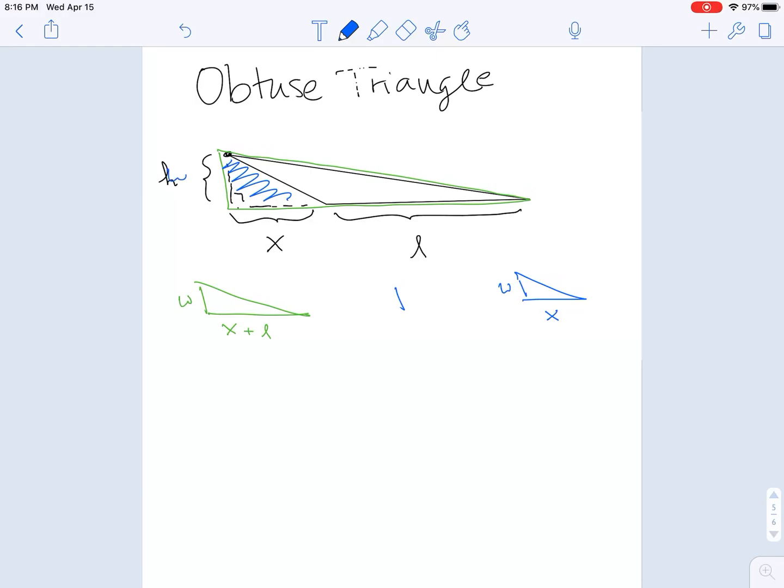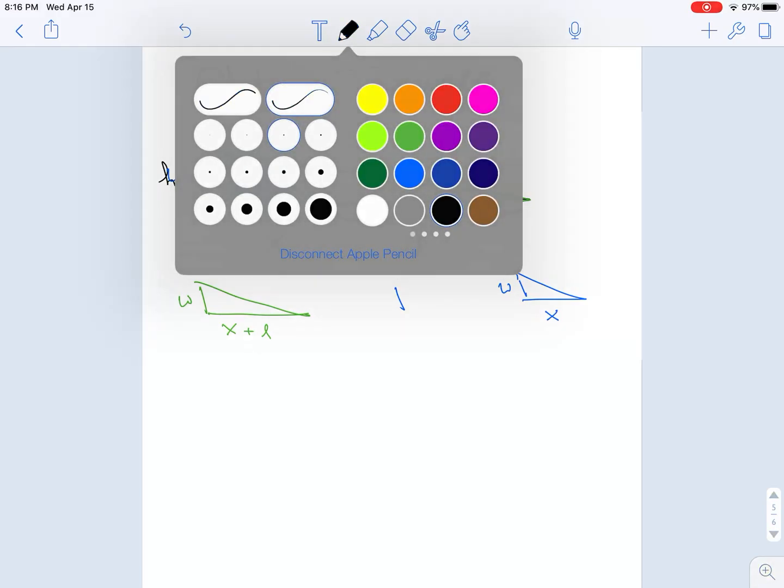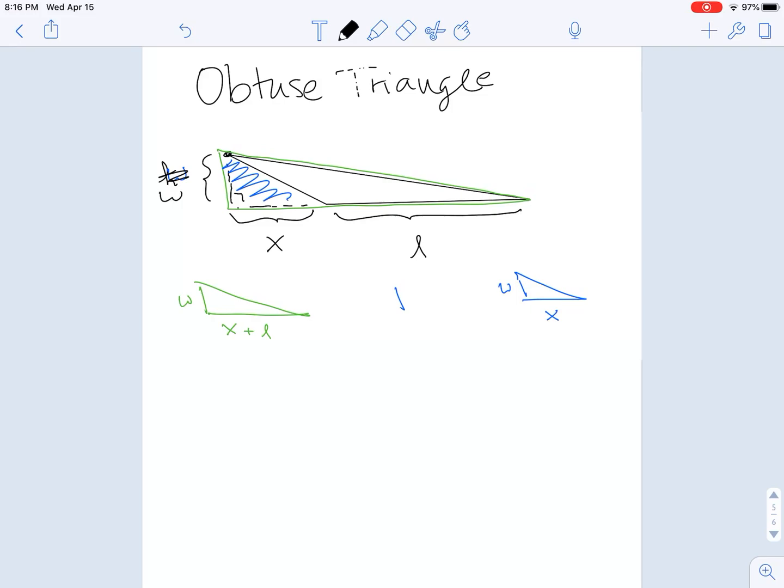Oh, I'm just going to call that W. Let's go back and call this W. Okay, and then I have my orange obtuse triangle, which is here, and that has base L and height W.